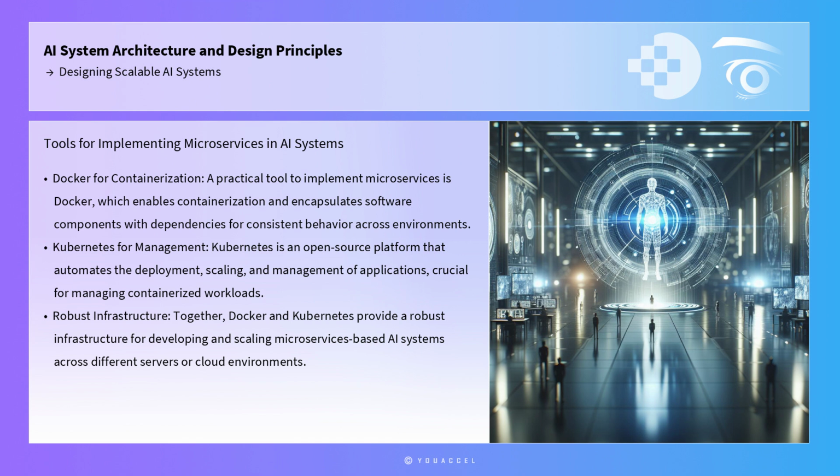Containers encapsulate a software component along with its dependencies, ensuring consistent behavior across different environments. This consistency is crucial when scaling AI systems across different servers or cloud environments. Kubernetes, an open-source platform for managing containerized workloads, is another vital tool that automates the deployment, scaling, and management of applications. Together, Docker and Kubernetes provide a robust infrastructure for developing and scaling microservices-based AI systems.